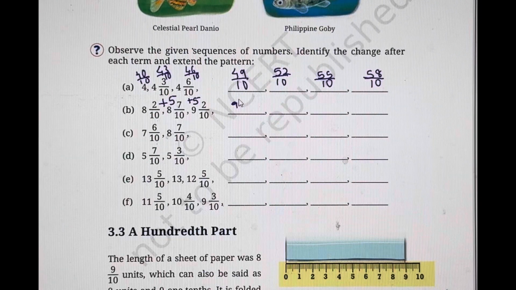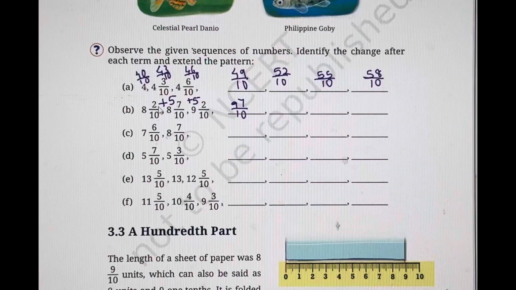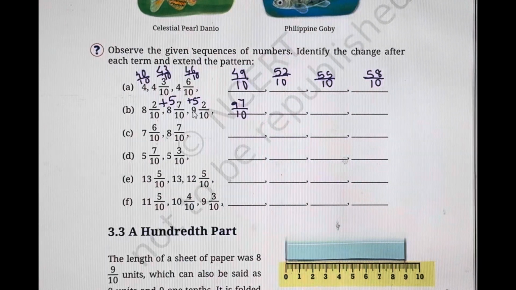You can write in the mixed form also. Like if you see, this is 8 whole 2 upon 10, 8 whole 7 upon 10. So 9 whole 2 upon 10. So this should be 9 whole 7 upon 10. Okay. Either you write in this form or the other form, both are correct.